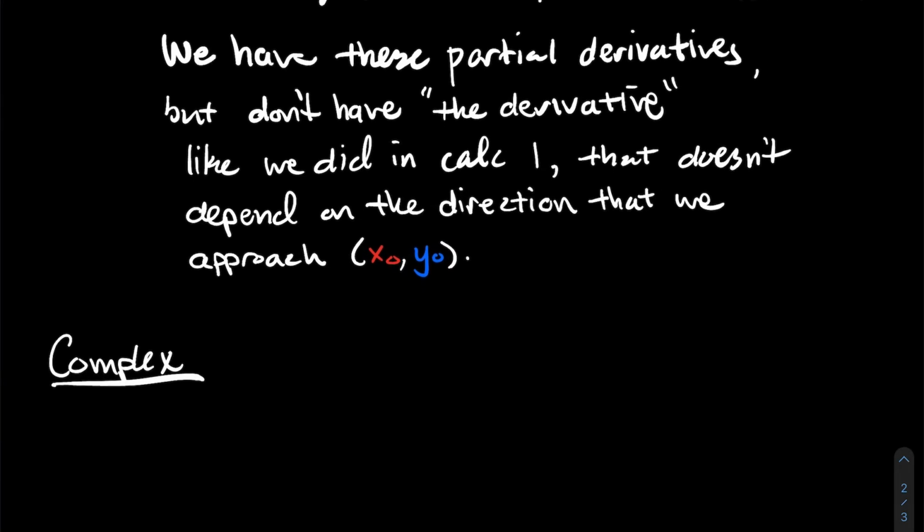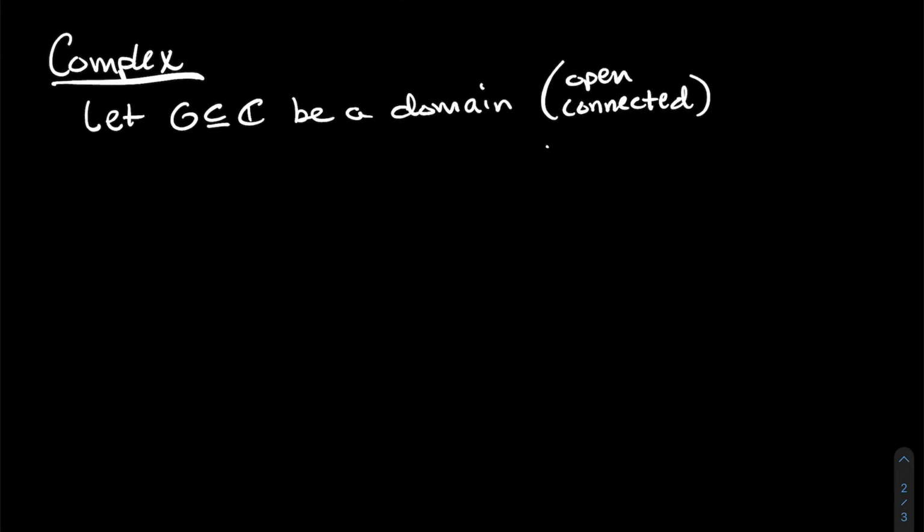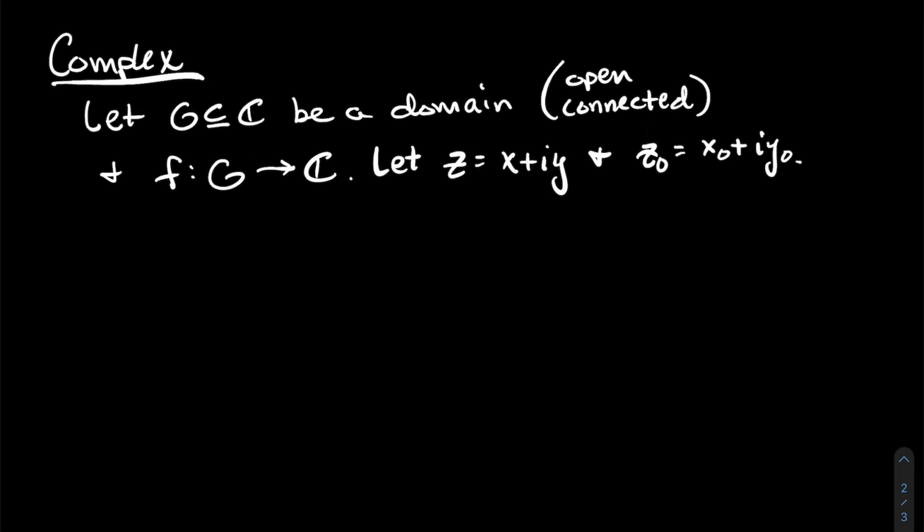So let's move on to the complex case. Let G be some subset of the complex plane. Specifically, though, that's a domain. And remember, domain, in the topological sense, is an open connected set. Let f be a function from G to C. Let z be x plus iy, and let the specific point z0 be x0 plus iy0.